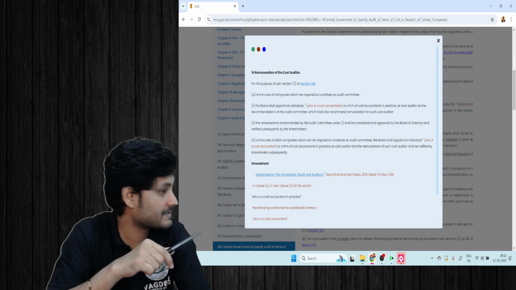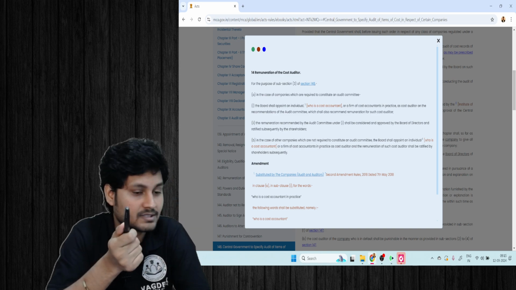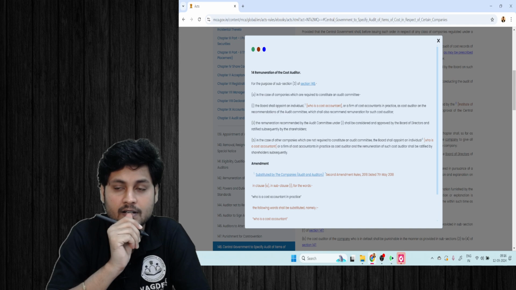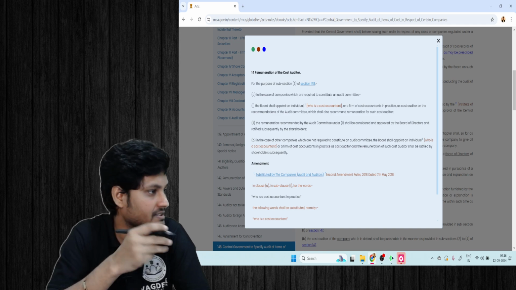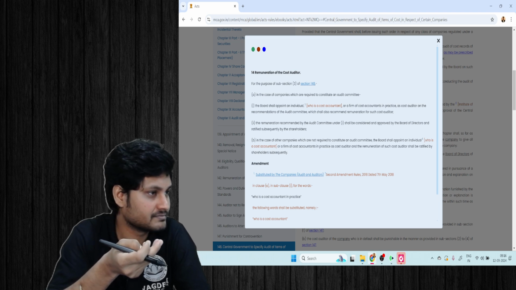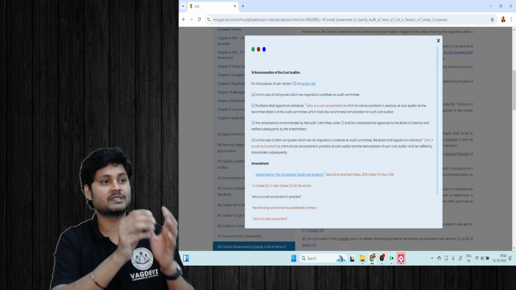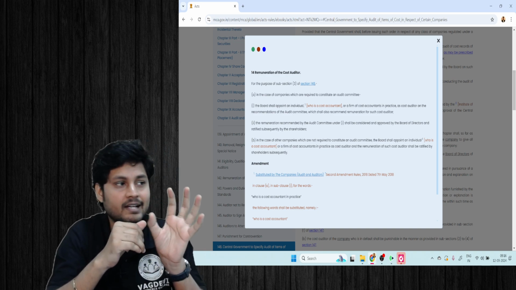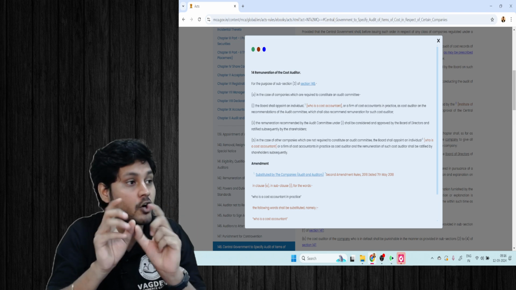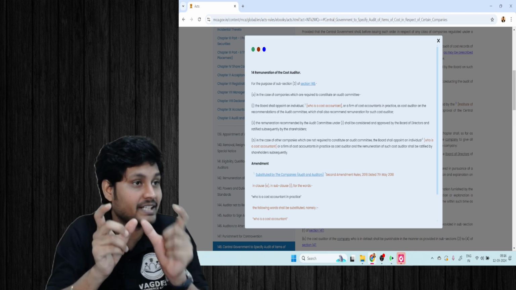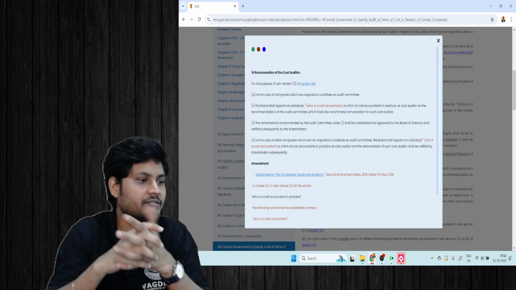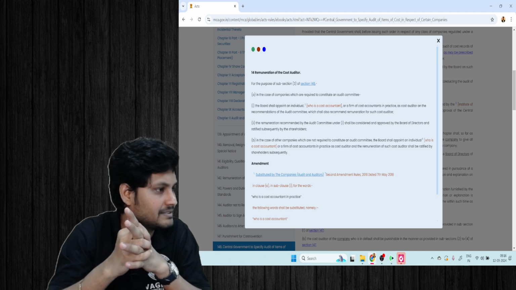See here, as may be prescribed, click on that. In case of companies which are required to constitute an audit committee. There is one section called audit committee for a company. So every company for whom certain limits, turnover limits or net worth limits, are applicable needs to have an audit committee. Did you ever hear of an audit committee?